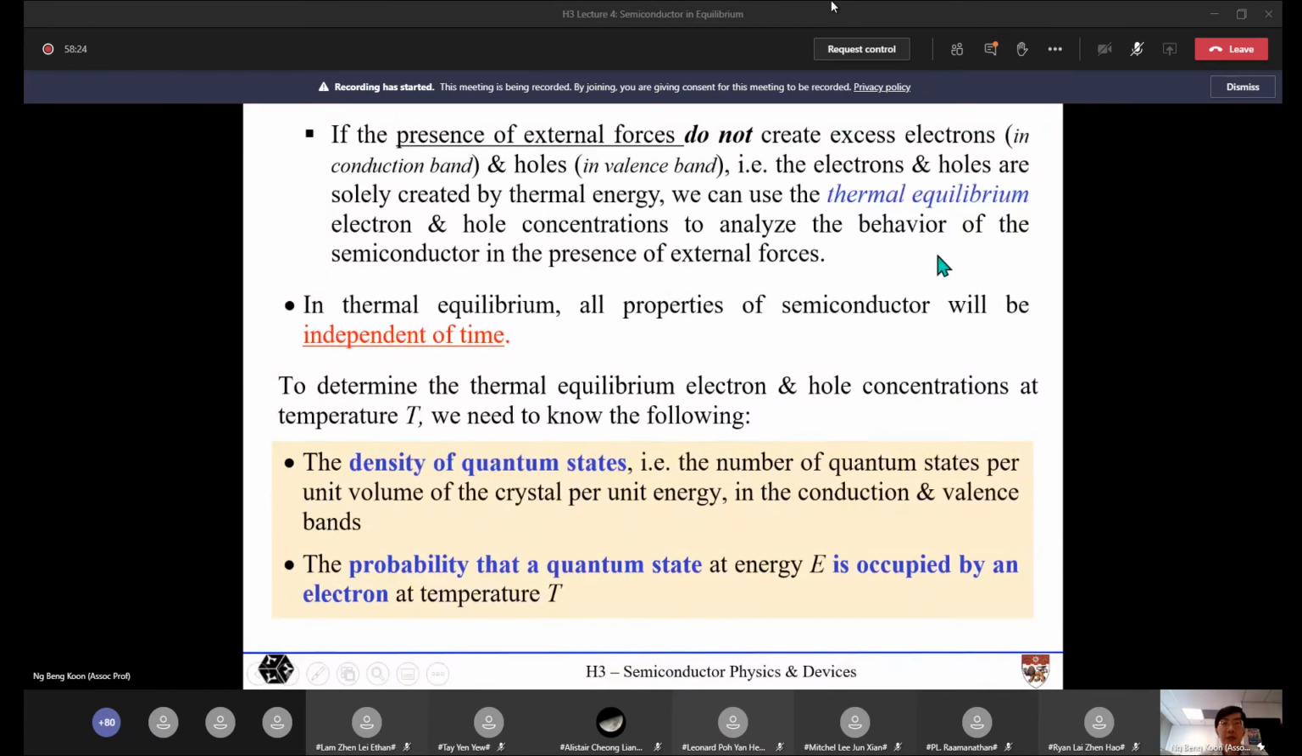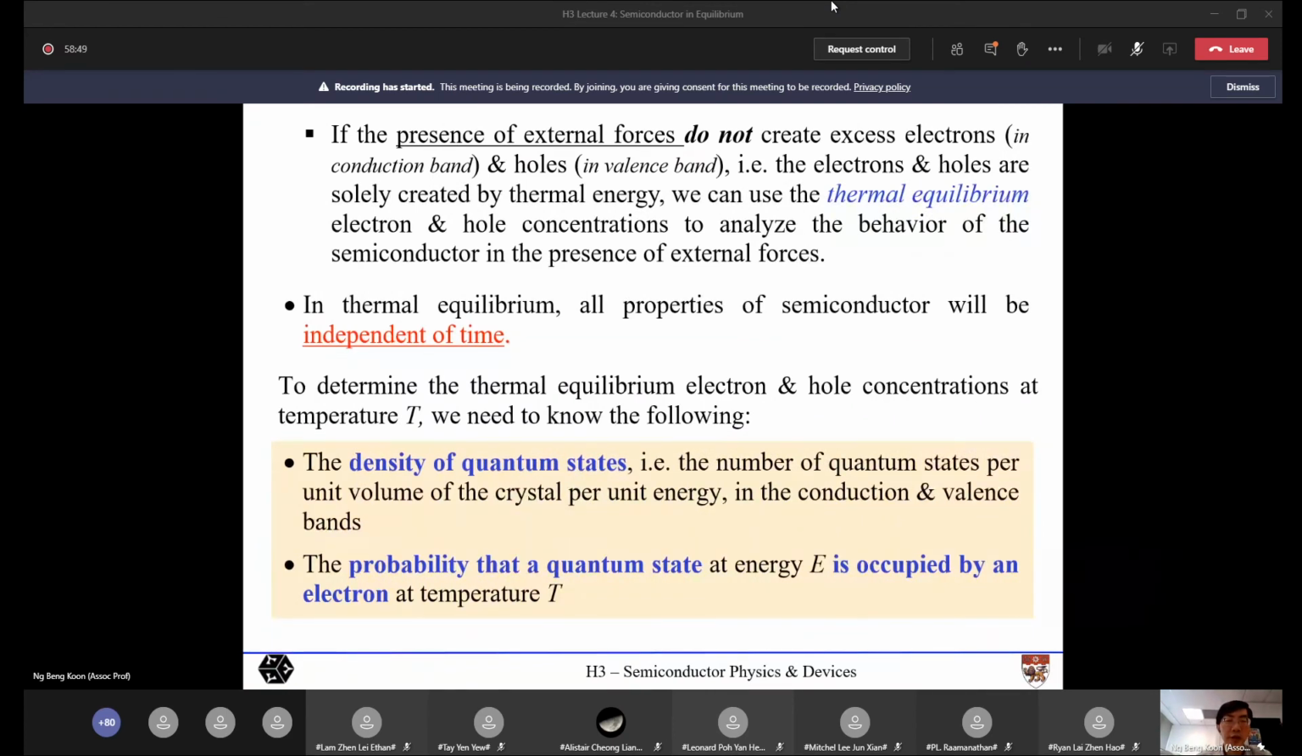Sometimes you have some external force applied, for example, a voltage applied to the semiconductor. If this external force is not so high that it creates electron-hole pairs, that means it doesn't influence the electron and hole concentration at all, right? Then approximately we can still assume the thermal equilibrium condition.